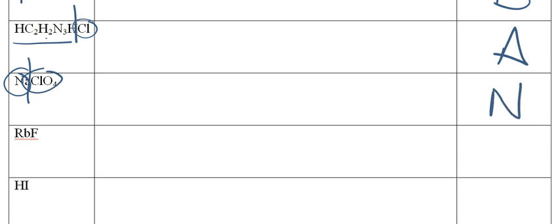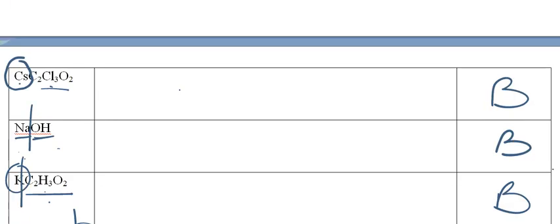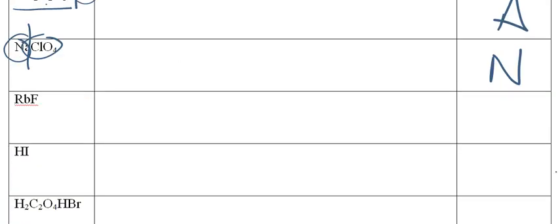Rubidium fluoride. Oh, I thought we just had that up here. Nope, that was rubidium chloride. Okay, so in this case, the rubidium is the reason why we don't do anything, but the fluorine causes the solution to become basic. Rubidium is a conjugate of a strong base, which does nothing. Fluorine is a conjugate of a weak acid that behaves as a base.